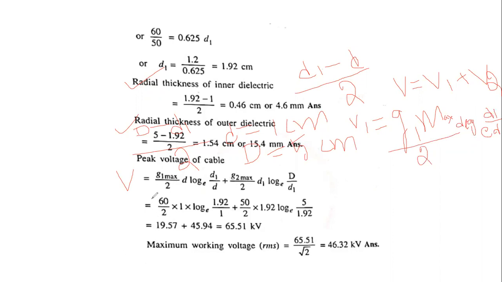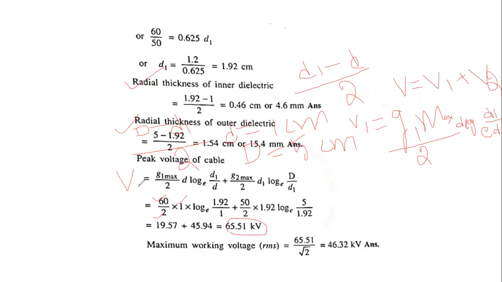What is the G1 max? 60 by 2 into small d, which is 1 centimeter, log e of small d1, which is 1.92 by D, which is 1, plus G2 max. G2 max is equal to 50 by 2 into D1, where D1 is 1.92, log e of capital D, which is 5 by D1. Then we obtain the voltage V.